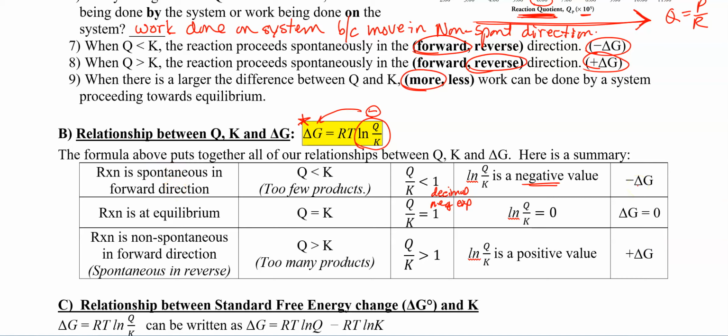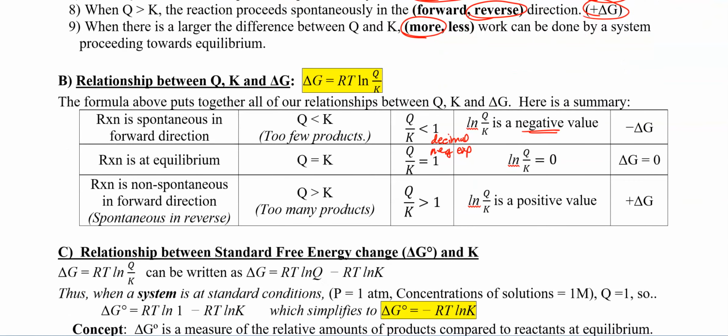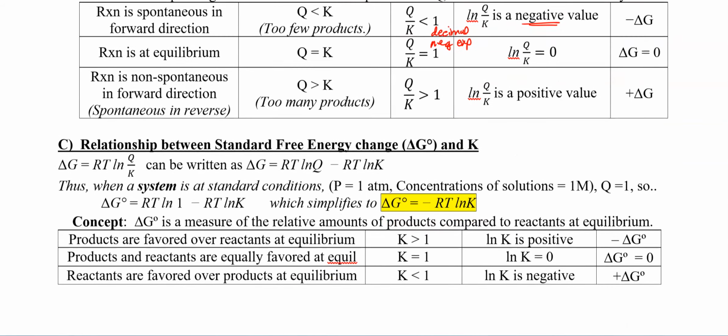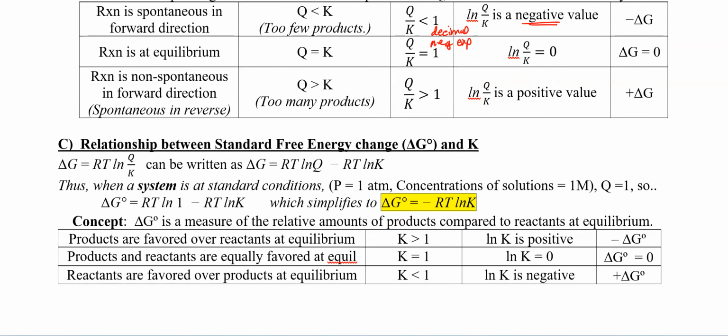So the delta G tells you whether you're spontaneous or not in the forward direction, and it obviously has to do with the Q and the K and whether you have too few products or too many products. And it's all kind of summarized in this formula here. And so it's relating Q, K, and delta G. Hopefully that makes sense.